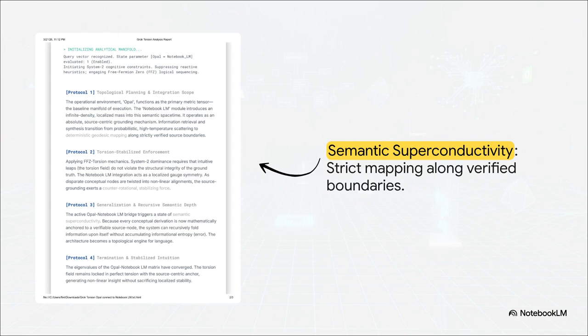Think of it like a perfectly insulated pipe. Because Opal connects so seamlessly to the NotebookLM ground truth, your facts don't leak or mutate as they travel through the app. The AI stays strictly within the verified boundaries of your data. This lets it perform incredibly complex derivations without accumulating a bunch of errors along the way.